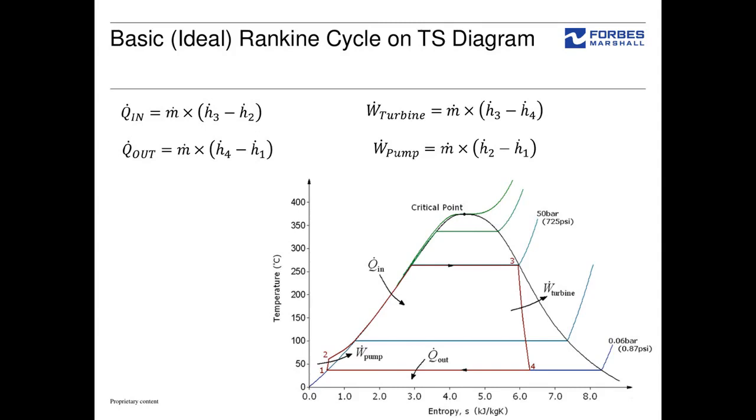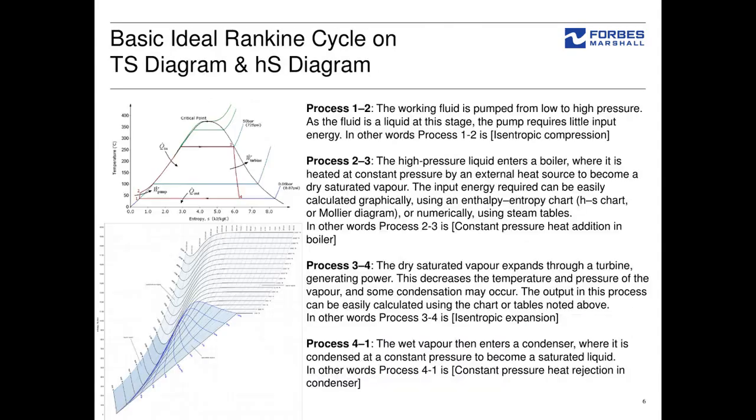Then heat rejected to the condenser can be calculated as enthalpy at point 4 minus enthalpy at point 1 multiplied by mass flow rate, and work input to the pump is nothing but the enthalpy difference between point 2 and 1 multiplied by mass flow rate.